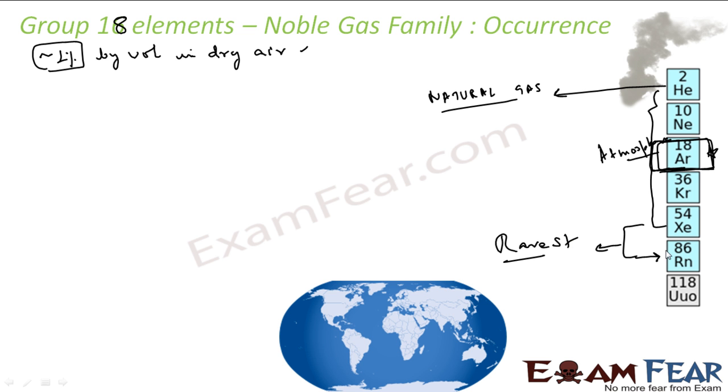Radon, as I told, is a radioactive element. It is obtained as a decay product. So I have Ra, which is my radium. From this it decays to give my radon, and it also gives one helium.